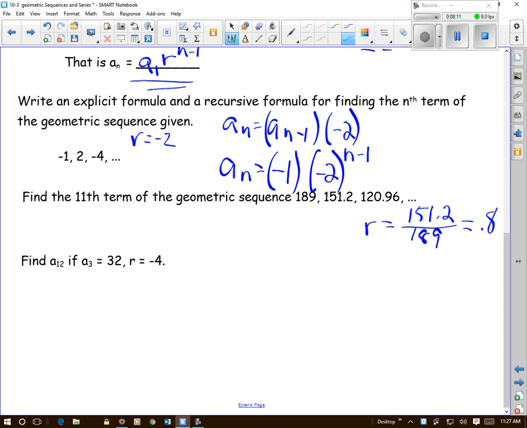Okay. So for the 11th term, a sub 11 is a1, 189, times r, 0.8, to the 11 minus 1 power. So again, we can grab our calculator and work out 189 times 0.8 to the 10th power.